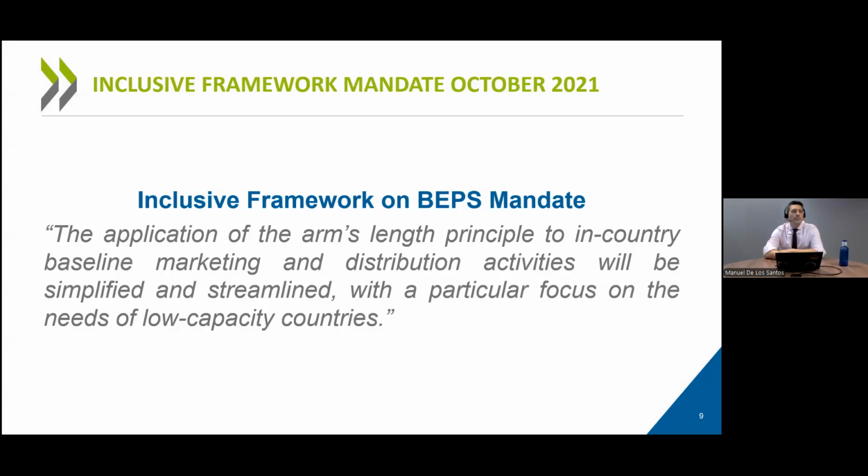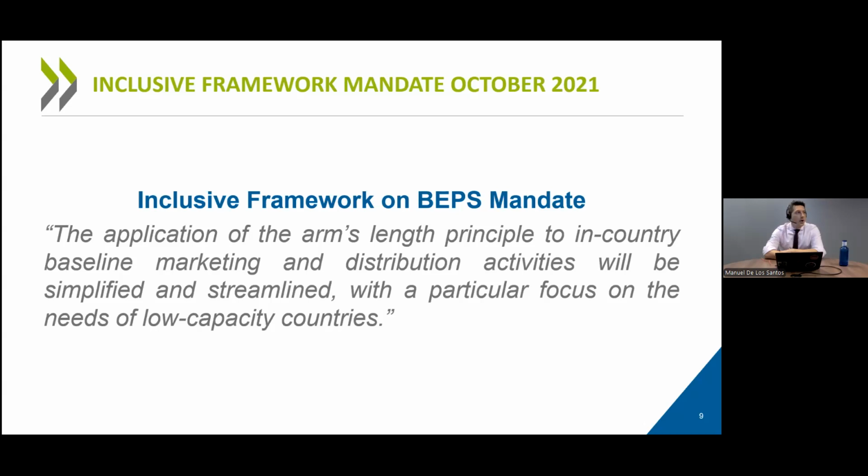I'm not going to read the mandate. I think all of us are pretty familiar with it, and probably we all know it by heart. But there are two comments that I would like to put around the mandate. The first one is that it's clear from the mandate that the design of Amount B had to carefully consider striking the right balance between simplification and reliability.